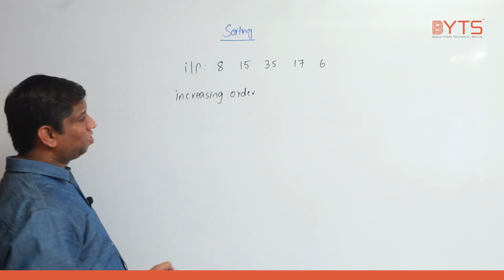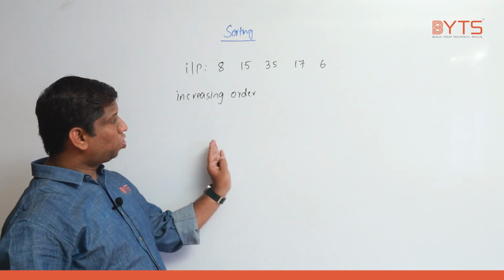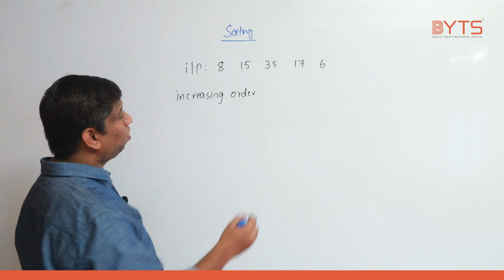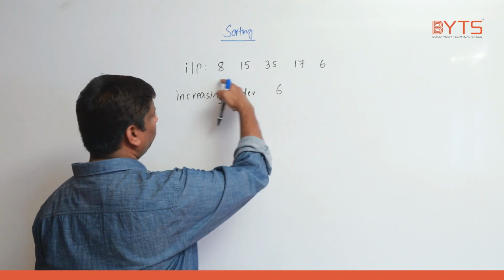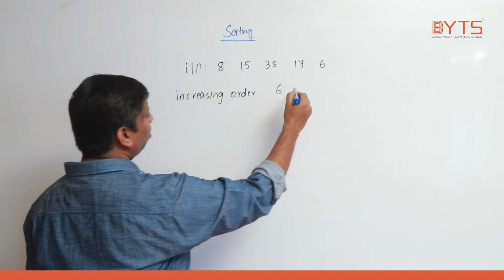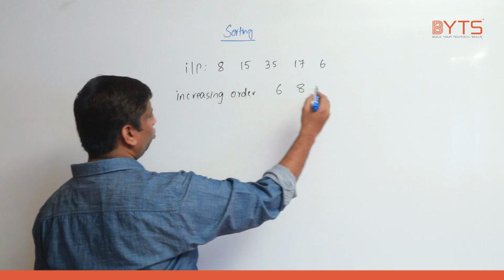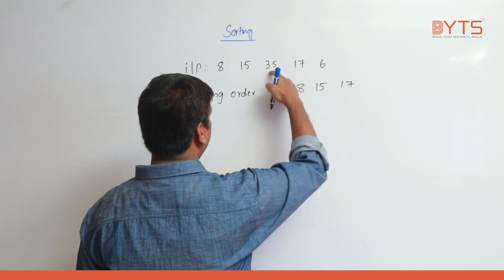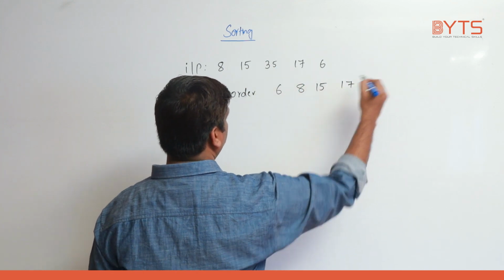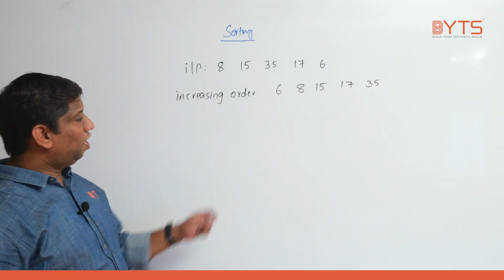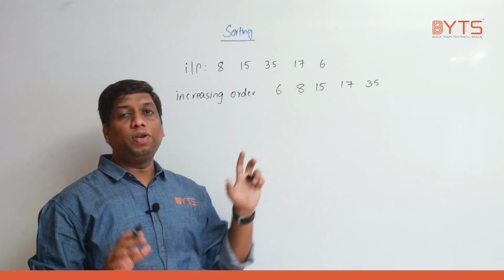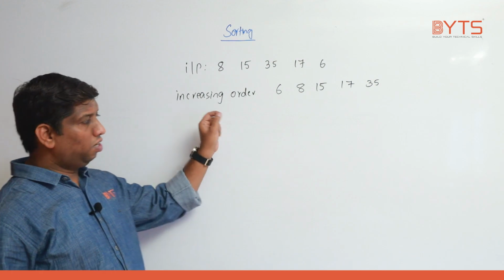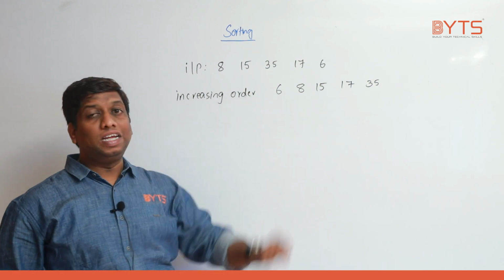So what is the meaning of increasing order? I need to start from the lowest value to the biggest value. What is the lowest value? 6. Out of this, 6 is the lowest value. Next will be what? 8. Next, 15. Next, 17. Next, 35. Right? So what is the meaning of sorting? Arranging the data in a predefined order. One meaningful order is called what? Sorting. Here we are trying to arrange the data in increasing order.